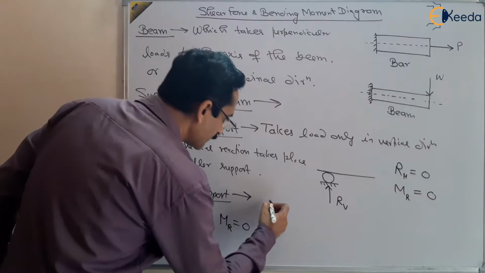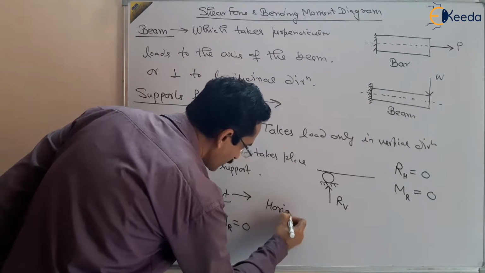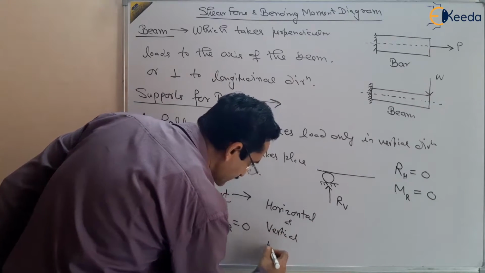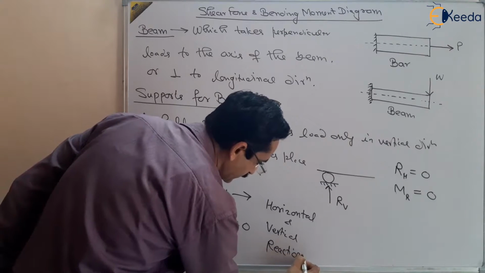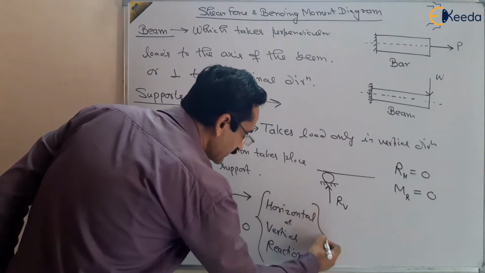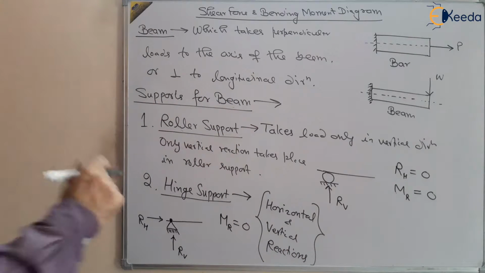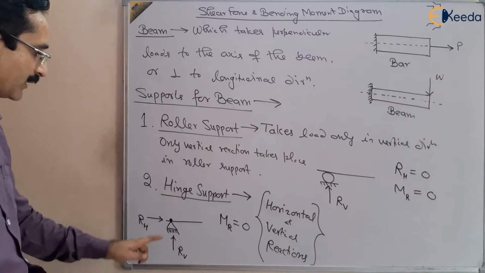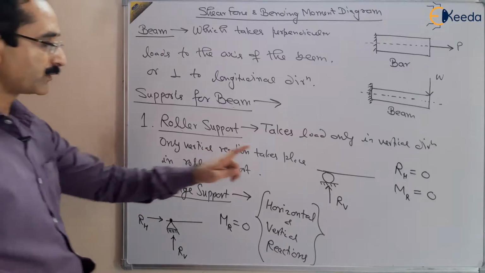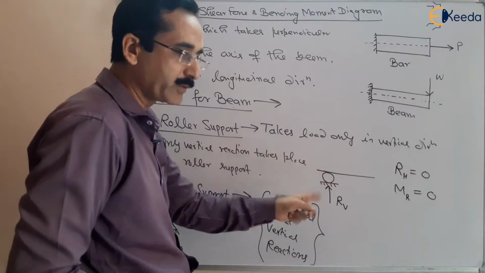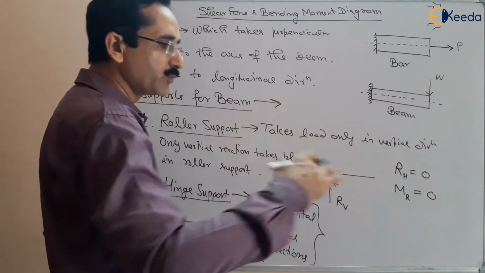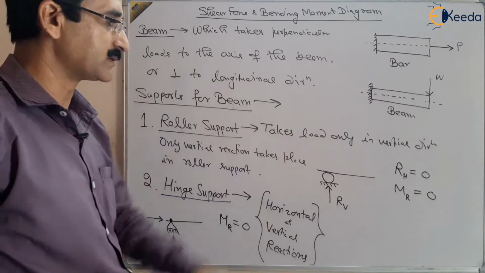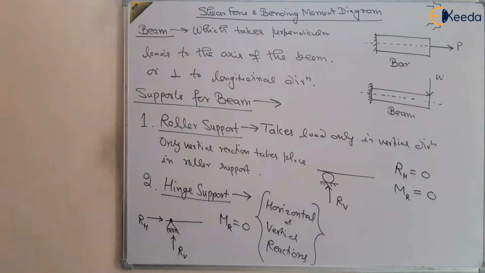So there will be horizontal and vertical reactions. When we say reactions, it means these are resisting forces which resist the movement of this body, right? So it will resist the movement of the beam in horizontal and vertical direction. But the roller support will resist only the vertical movement of the beam. It will not resist the horizontal movement or rotation of this roller, right? So these are two types of supports.